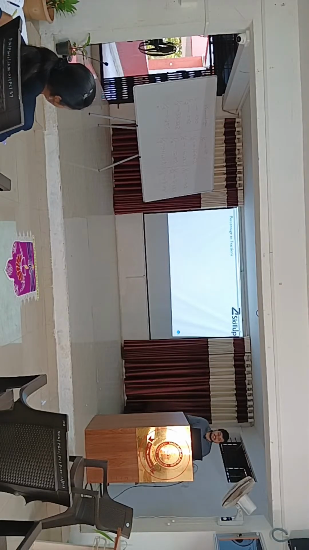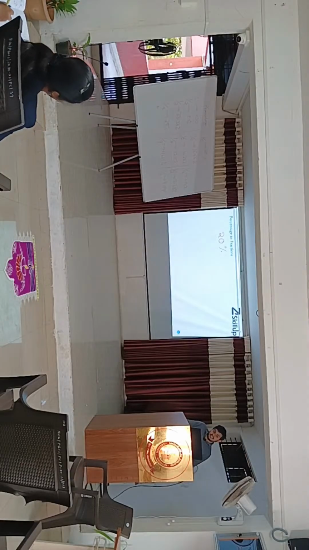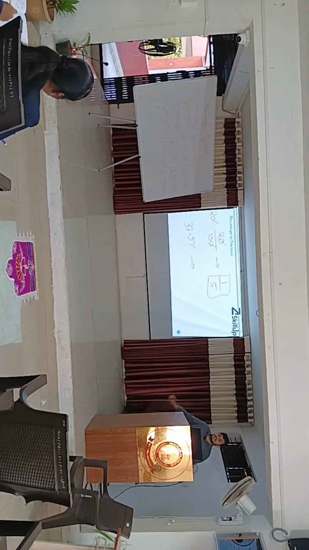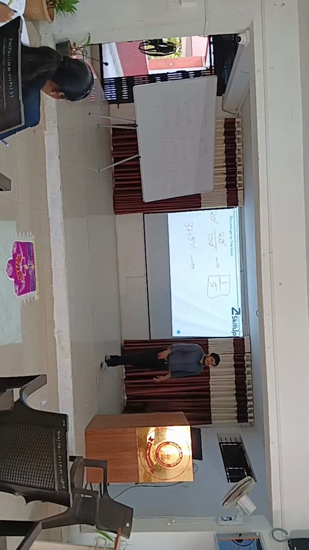Next, percentage to fraction. If I say 20%, in terms of fraction, percentage will be divided by 100. So 0 and 0 get cancelled. What is the value? 1 by 5. So 20% is nothing but 1 by 5. Find out what is 37.5% in terms of fraction.